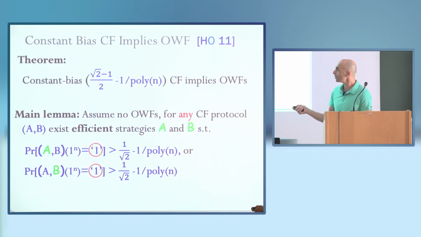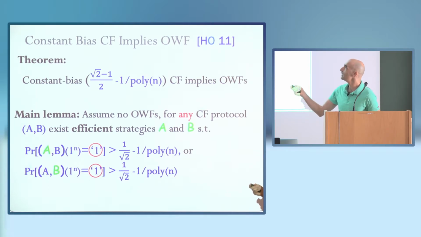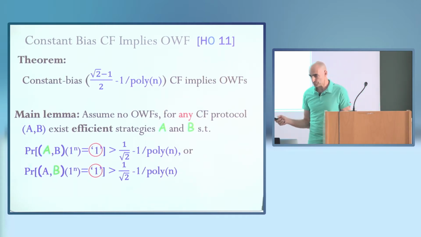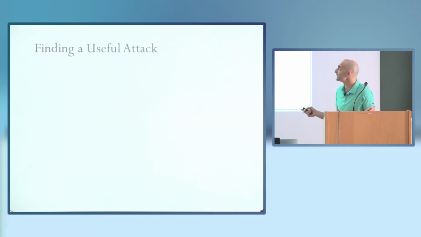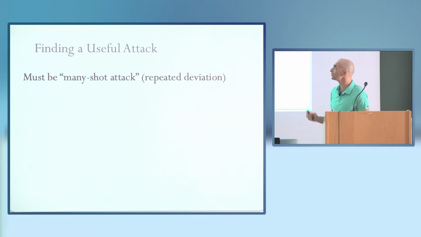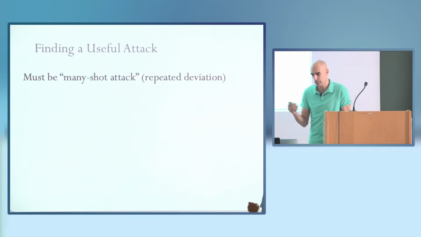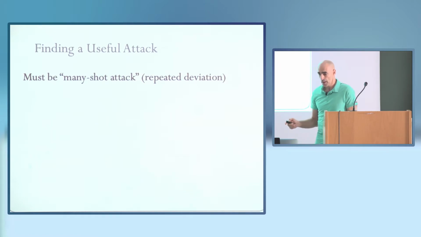And actually, for this kind of attacks that can either attack towards 1 or towards 0, this is not only a lower bound, it's also an upper bound. You cannot do better with this kind of attacks. Okay, so how do you find an attack? First of all, we already know that it has to be a many-shot attack. You cannot use the one-shot thing.